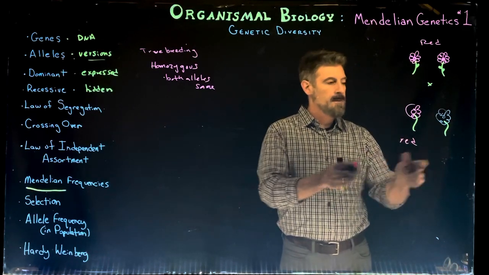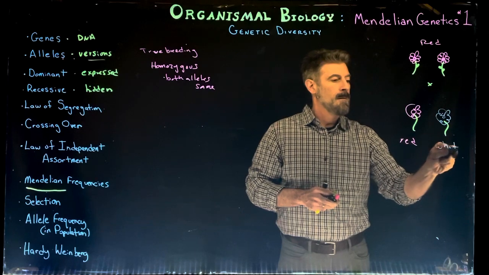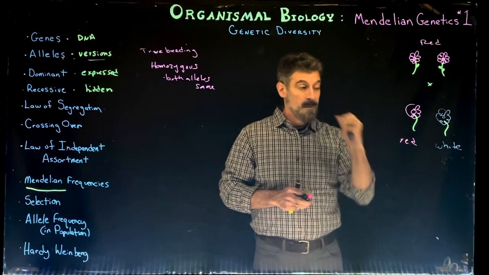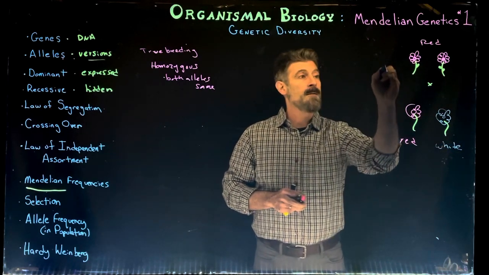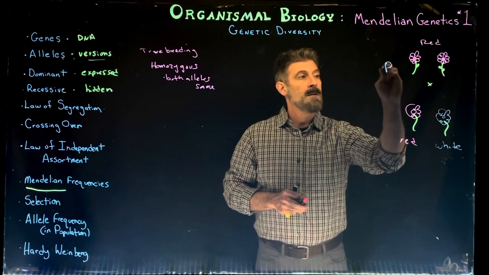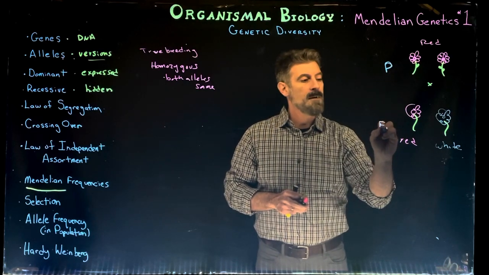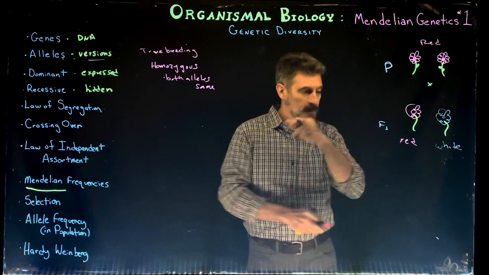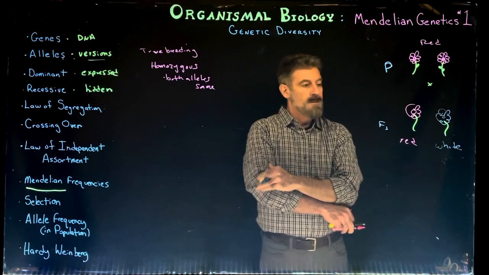And these are white here. And now that would be curious. So this would be the parent generation, so the P generation, and this generation would be called the F1 generation. And the F1 generation, we find this.